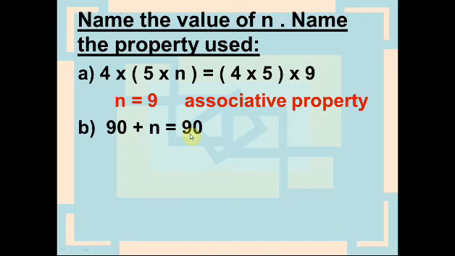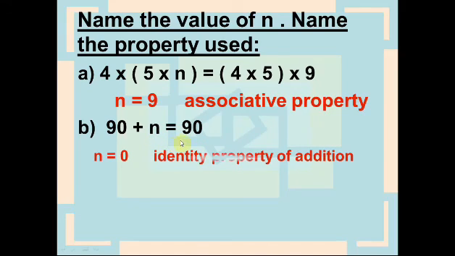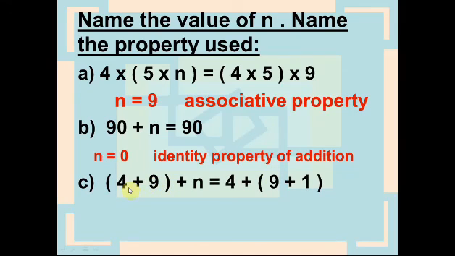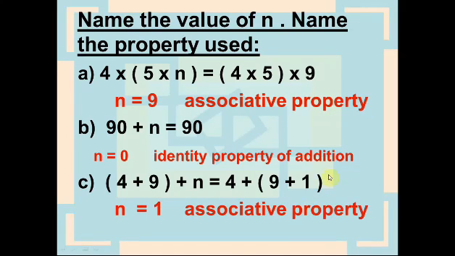90 plus n equals 90 because the sum of 90 and 0 equals 90. The value of n is 0 and the name of the property is identity property of addition. 4 plus 9 plus n equals 4 plus 9 plus 1. Compare between the two sides, the value of n is 1 and the name of the property is associative property.